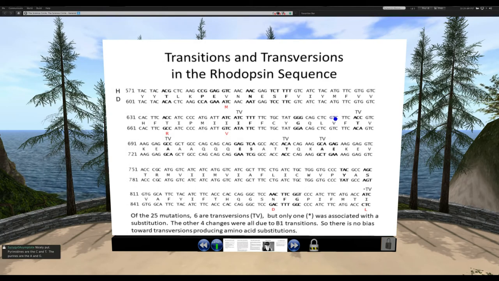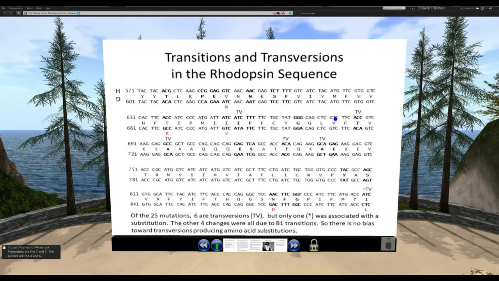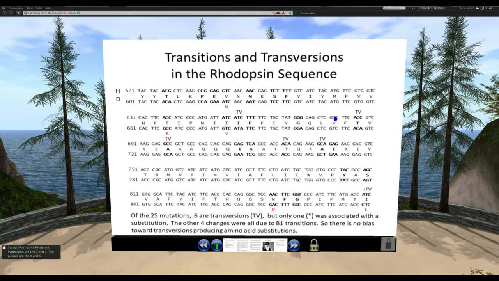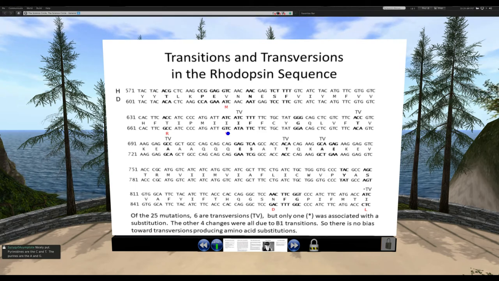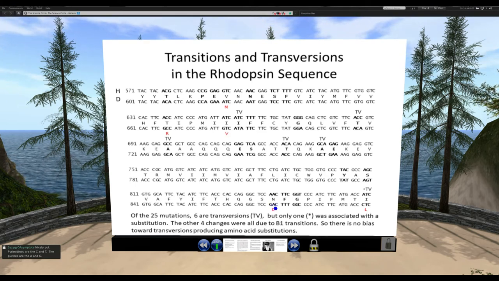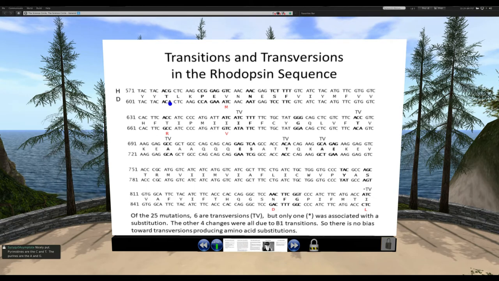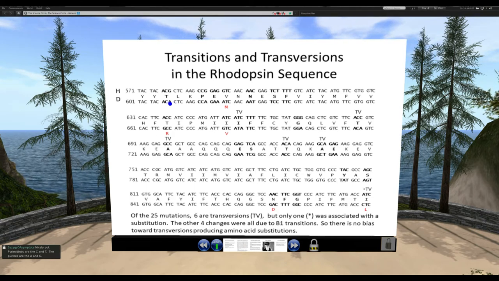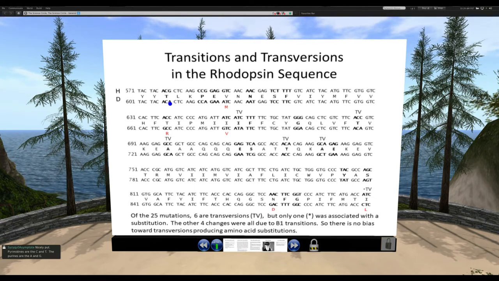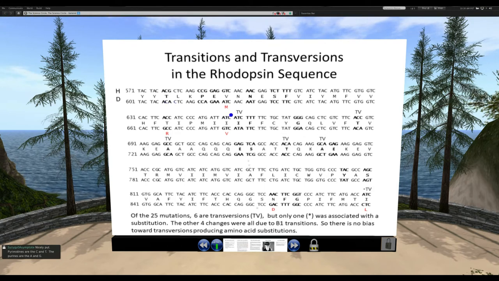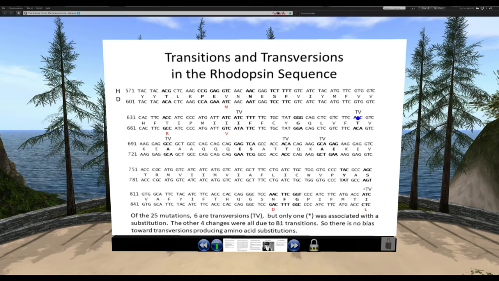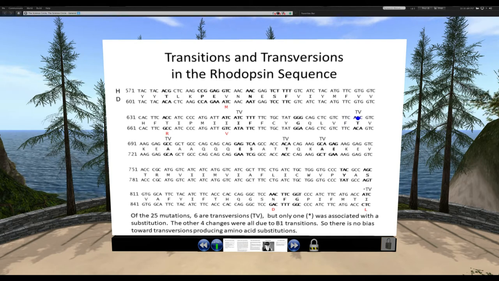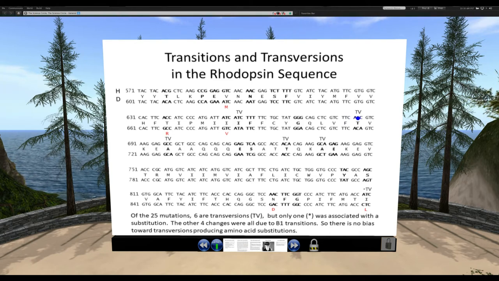So let's look at the transitions and the transversions in that rhodopsin sequence that we looked at a while ago. These are the five mutational changes that you see in the sequence. Again, the mutated codons are in boldface type, and the transversions are marked with TB over the codon. Everything that's not marked TB is a transition.